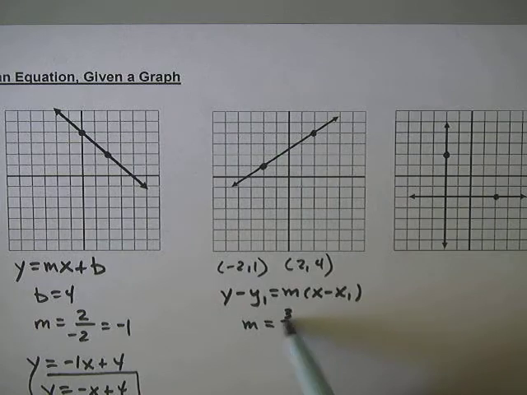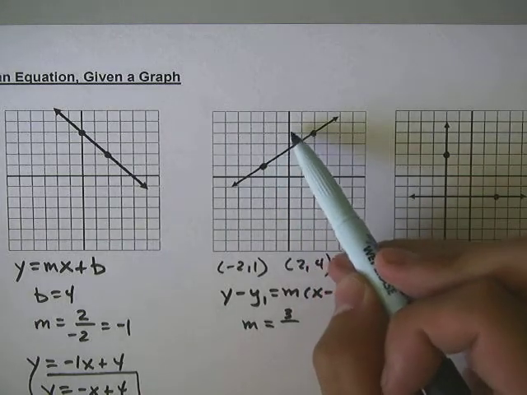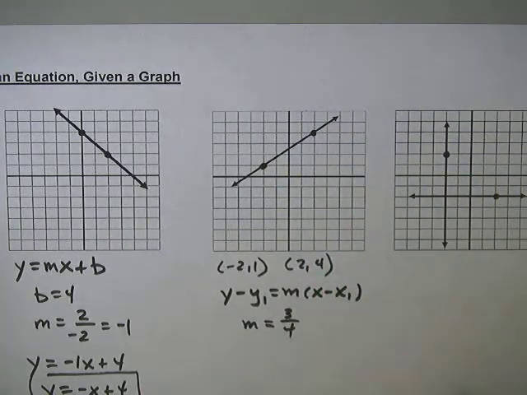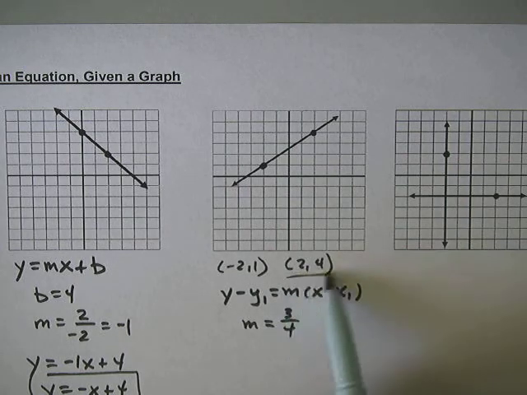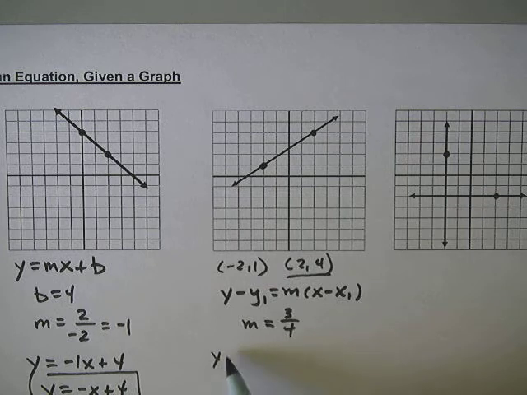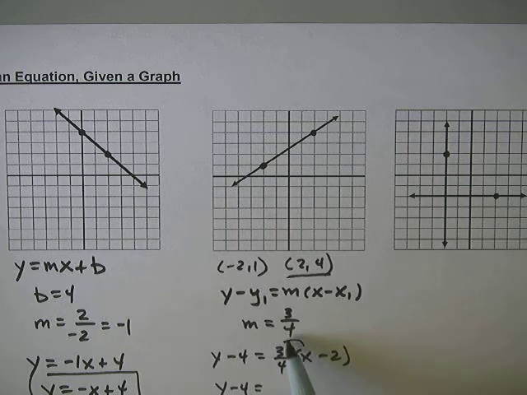So I'd go up 1, 2, 3. And then I go to the right 1, 2, 3, 4. So my slope is 3/4. So I'm going to use this information. I'm going to use this point over here. And I'm going to plug in. So y minus 4 equals 3/4 times x minus 2.